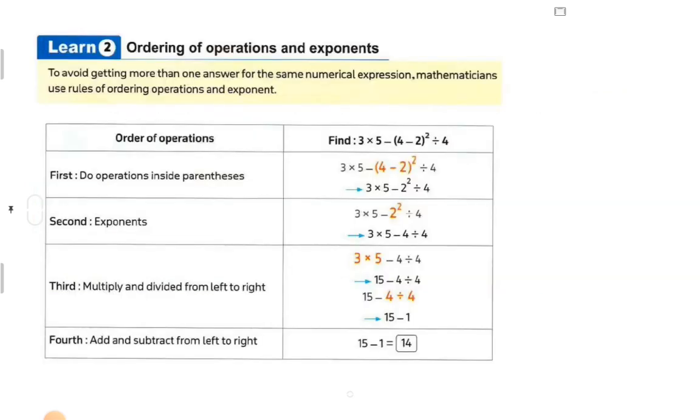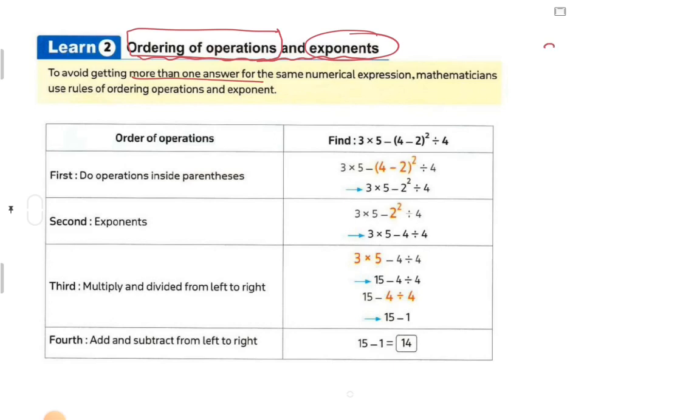Learn number 2. Order of operations and exponents. We know about the order of operations from the previous year, but now we have a new content of exponents. First, what's the importance of the order of operations? To avoid getting more than one answer. What does that mean? Note with me.